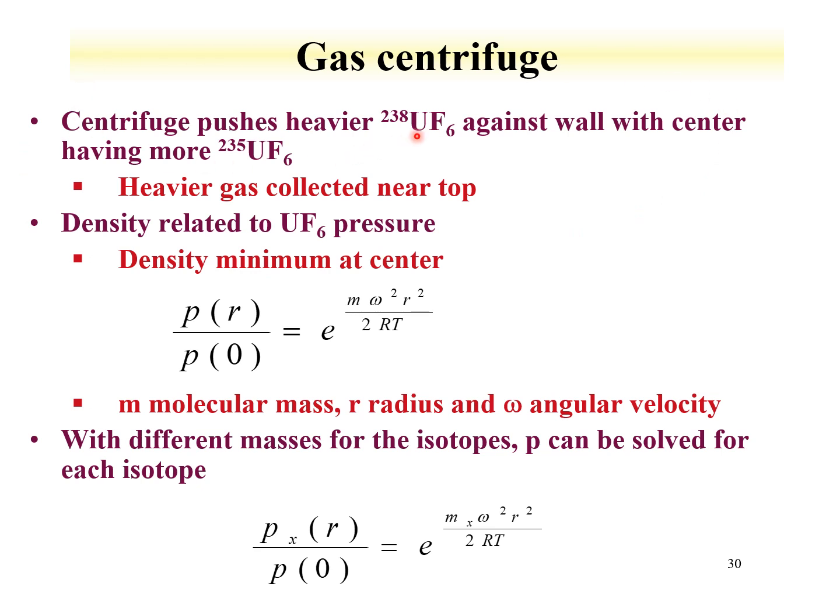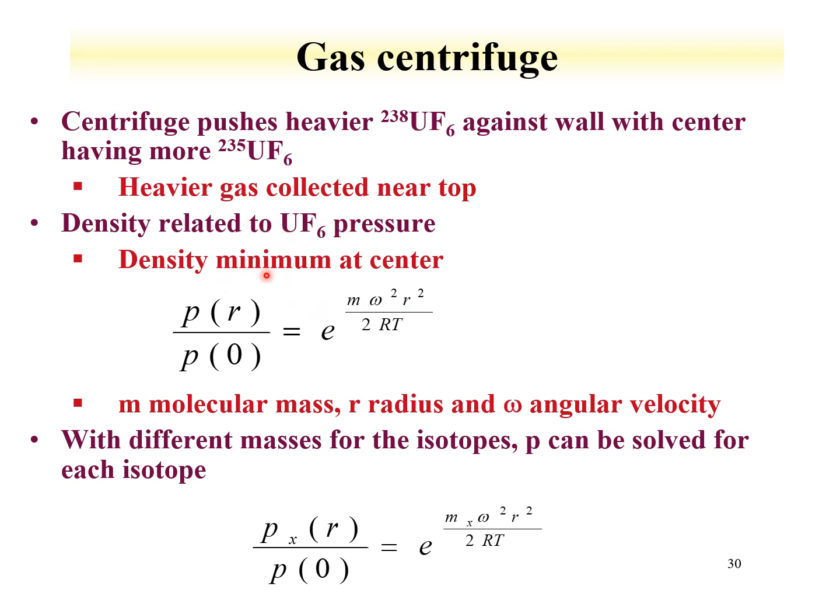If it was a liquid system, the more dense would go against the wall, and the center would have the lighter component. In this case, against the wall, it's enriched in uranium-238, and the center has more uranium-235. The density is related to the uranium hexafluoride pressure.